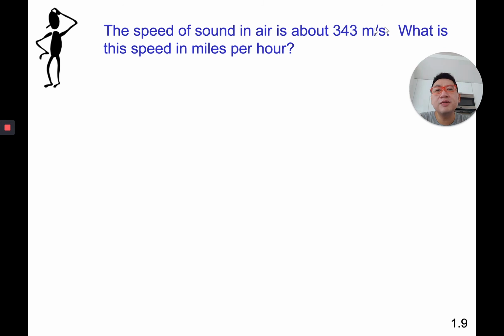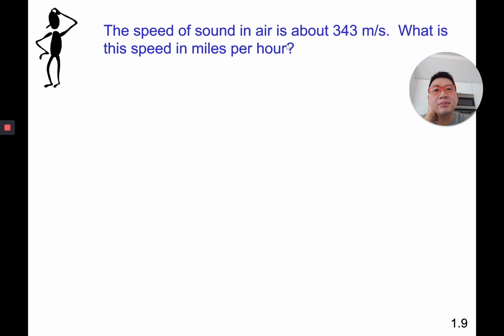So the conversion factors, somehow I need to go from meters to miles. Second thing, I need to go from seconds to hours. So just think about this question for a second. So again, the speed of sound is 343 meters per second. What is that in miles per hour?